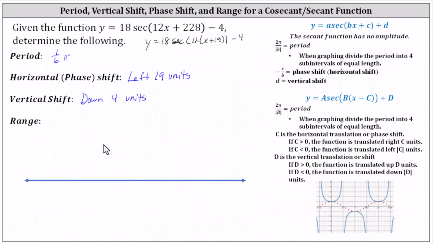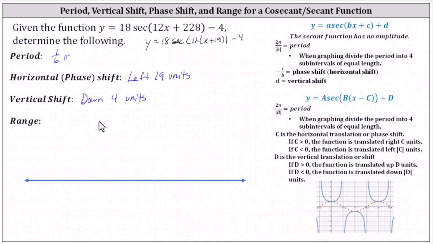And now let's determine the range. Recall the range for the basic secant function is from negative infinity to negative 1, closed on negative 1, union 1 to infinity, closed on 1. But because our graph is shifted down 4 units, and a is positive 18, it's going to change the range.